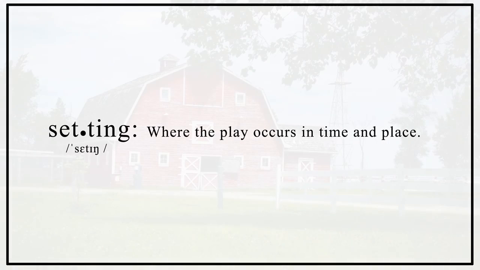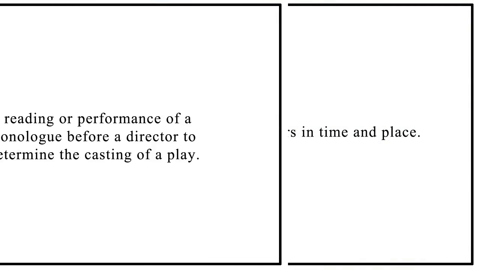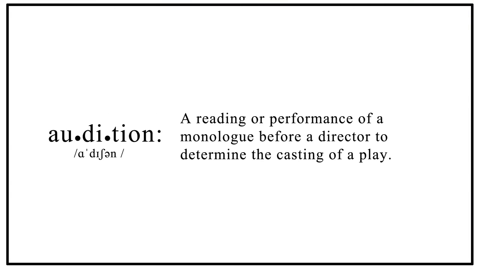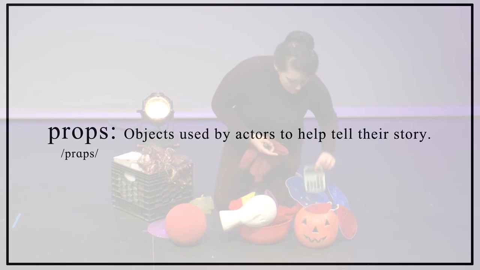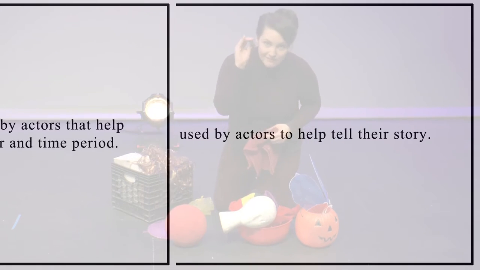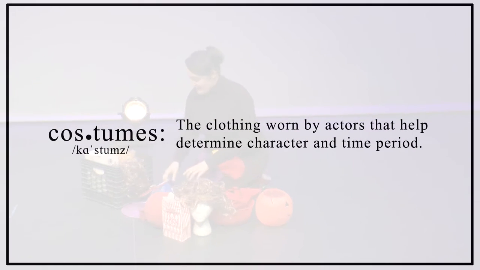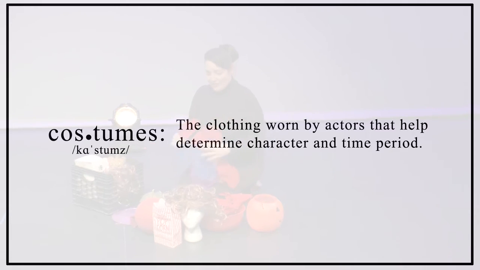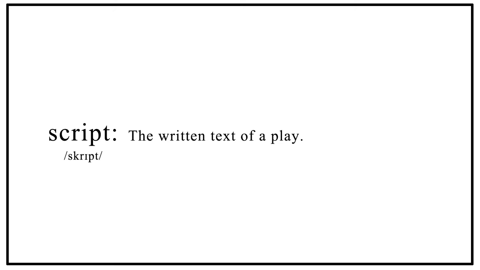Setting, where the play occurs in time and place. Audition, a reading or performance of a monologue before a director to determine the casting of a play. Props, objects used by actors to help tell their story. Costumes, the clothing worn by actors that help determine character and time period. Script, the written text of a play.